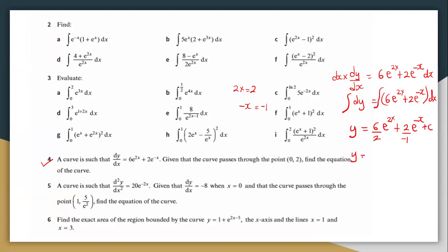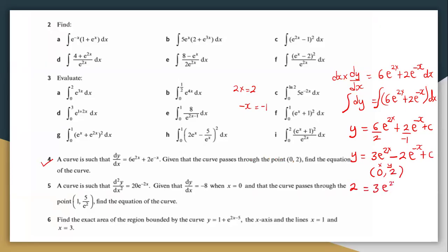So this will give us y equal to 6 divided by 2, which is 3, so 3e^(2x). 2 divided by negative 1 is negative 2e^(-x), plus c. But they told us that this curve passes through (0, 2). So they have given us a point where the curve is going to pass. This is your x, this is y. So our y is 2, we substitute.